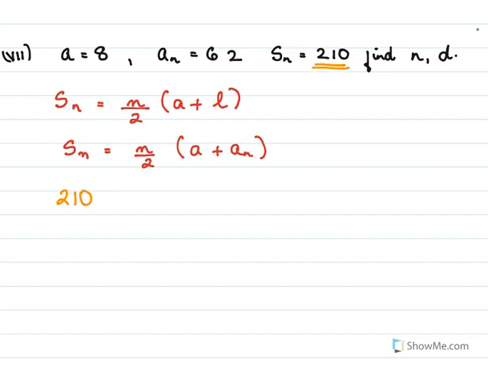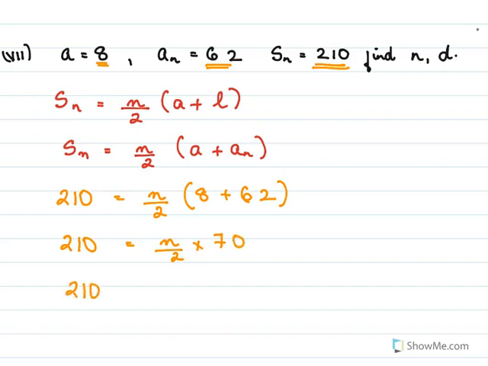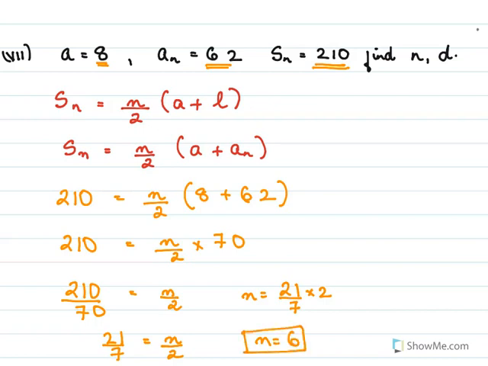Here it is 210. The n we don't know, that's our question. The first term is given as 8, and the last term an is given as 62. So 210 equal to n by 2 into 70. So 210 over 70 equal to n by 2. So we get 3 equal to n by 2, and you get your n equal to 3 into 2. So n equal to 6. So we got there are 6 terms in this AP.